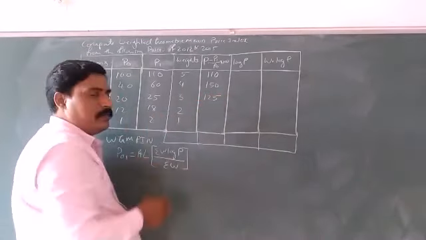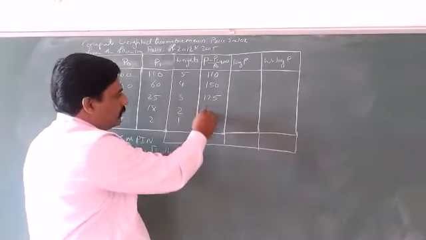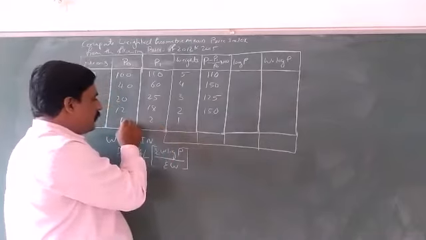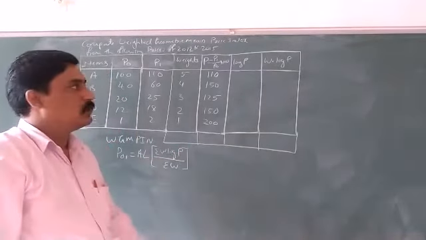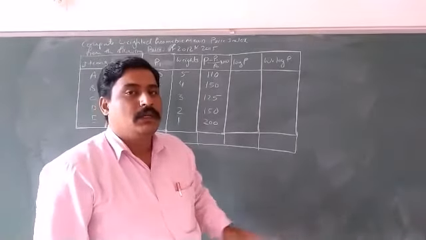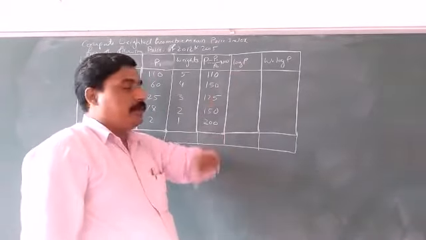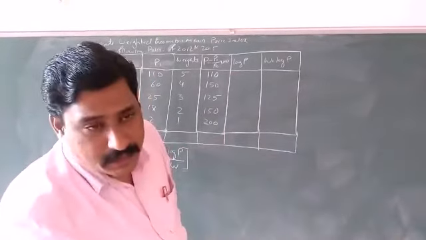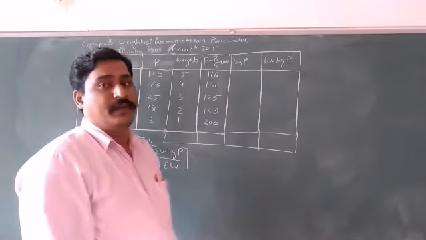Then 18 divided by 12 into 100. So 18 divided by 12 into 100 is 150, and 2 divided by 1 into 100, 200. So price relatives are completed. Now we have to find log values for the prices here. So log P, first 110. For 110 log value. So here I think you all know how to find log values.